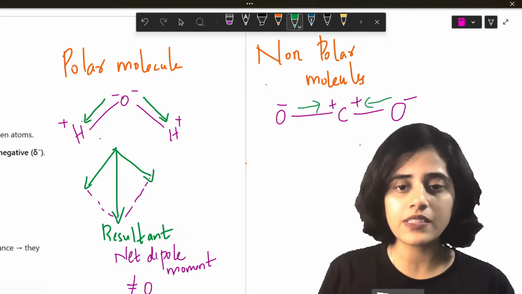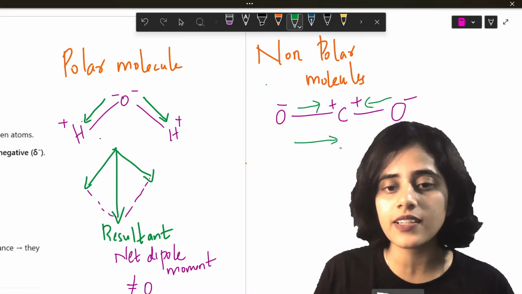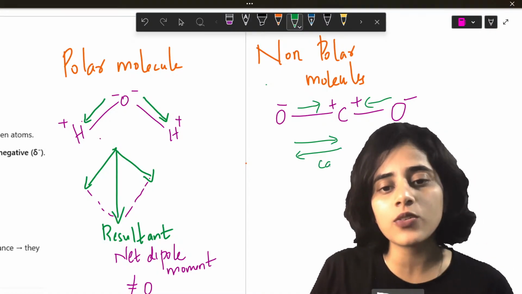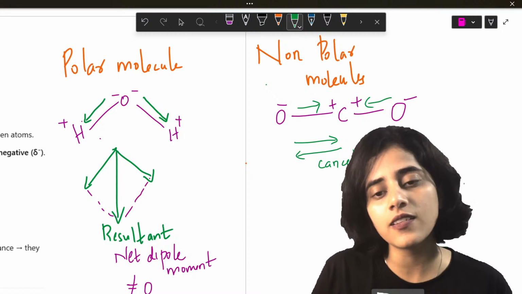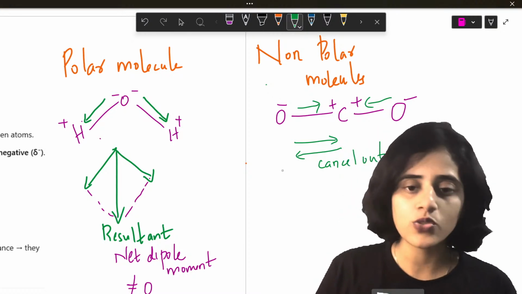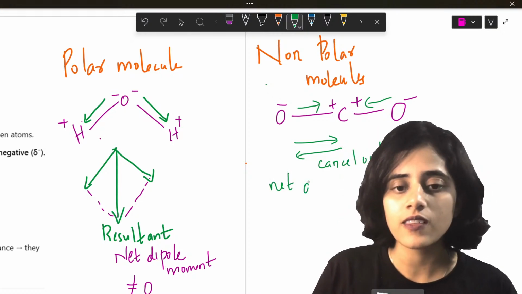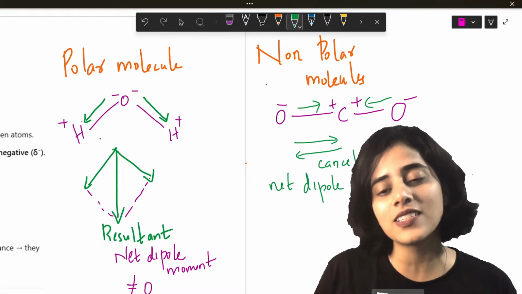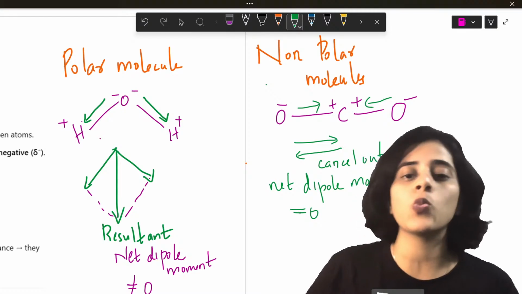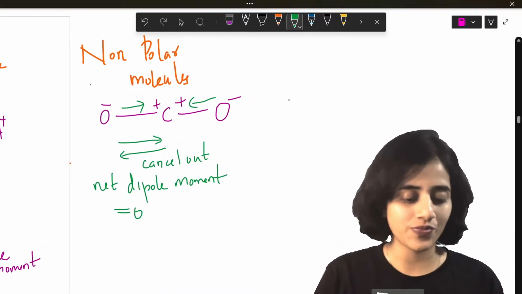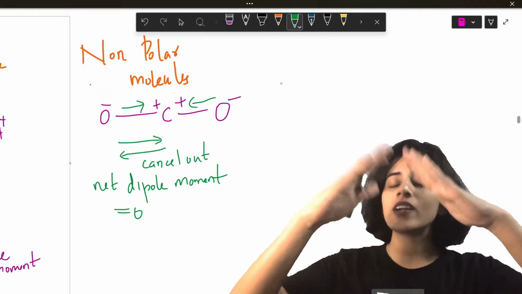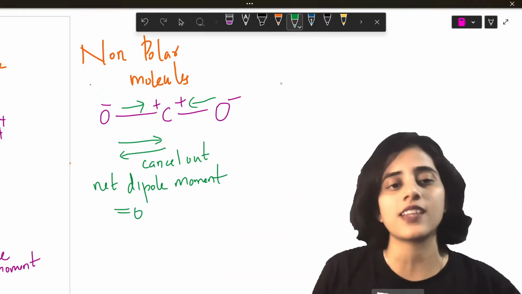So what happens here? Dipoles are basically like this. They cancel out. So the net dipole moment will be equal to 0. Because they're equal and opposite, they cancel out. In the other case, they were in two directions, so there is always a resultant.